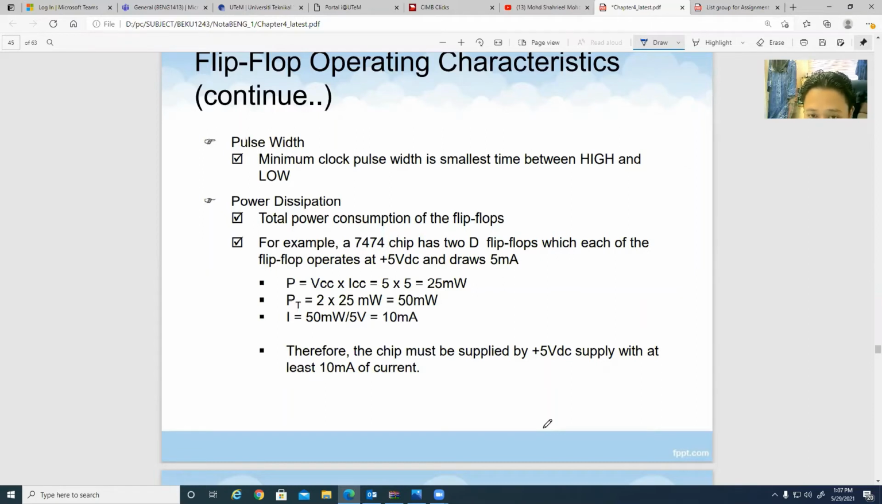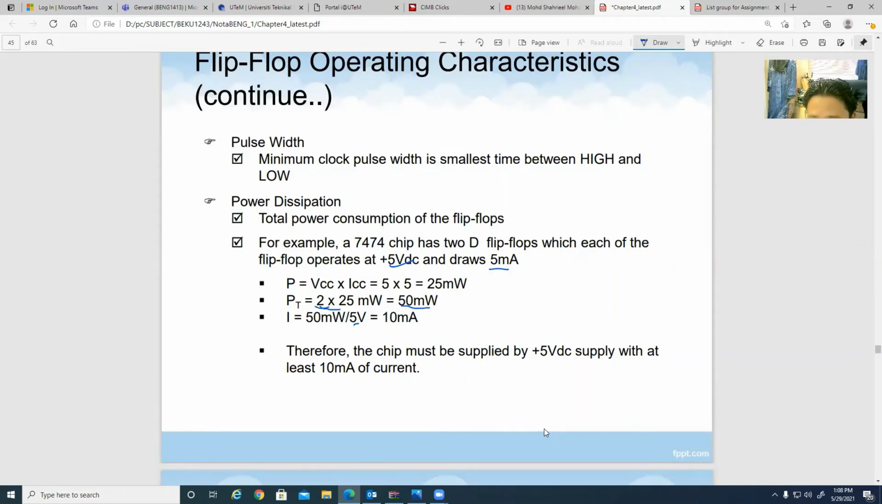Then we can calculate the power consumption of the flip flop. The formula is P equals VCC multiplied by ICC. VCC here is 5 volts, multiplied by 5 milliampere, so you get 25 milliwatt for only one flip flop. You have 2 flip flops, so you have to multiply by 2. The total power is 50 milliwatts. Then to get the current flow for each flip flop, divide by 5, so the current flow for every flip flop will be 10 milliampere.